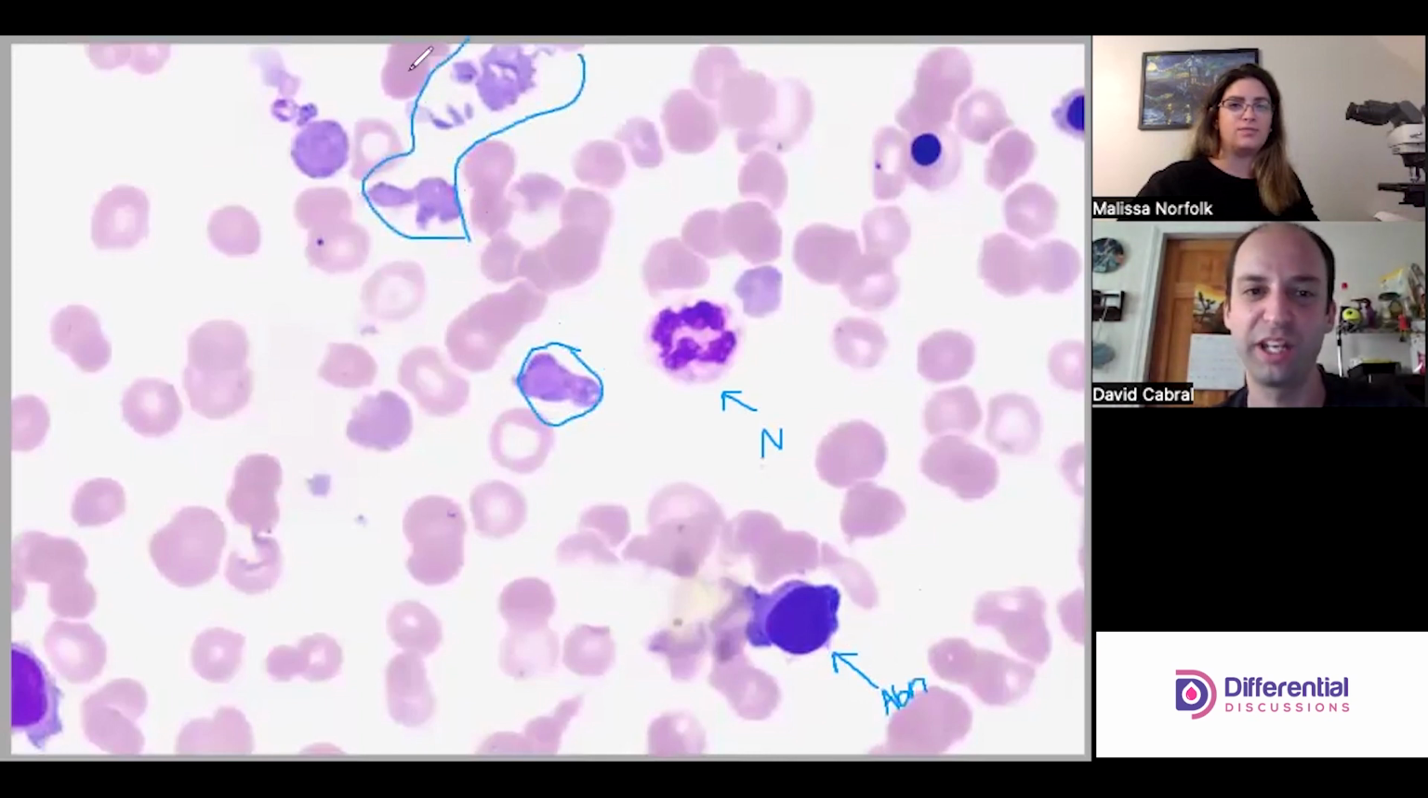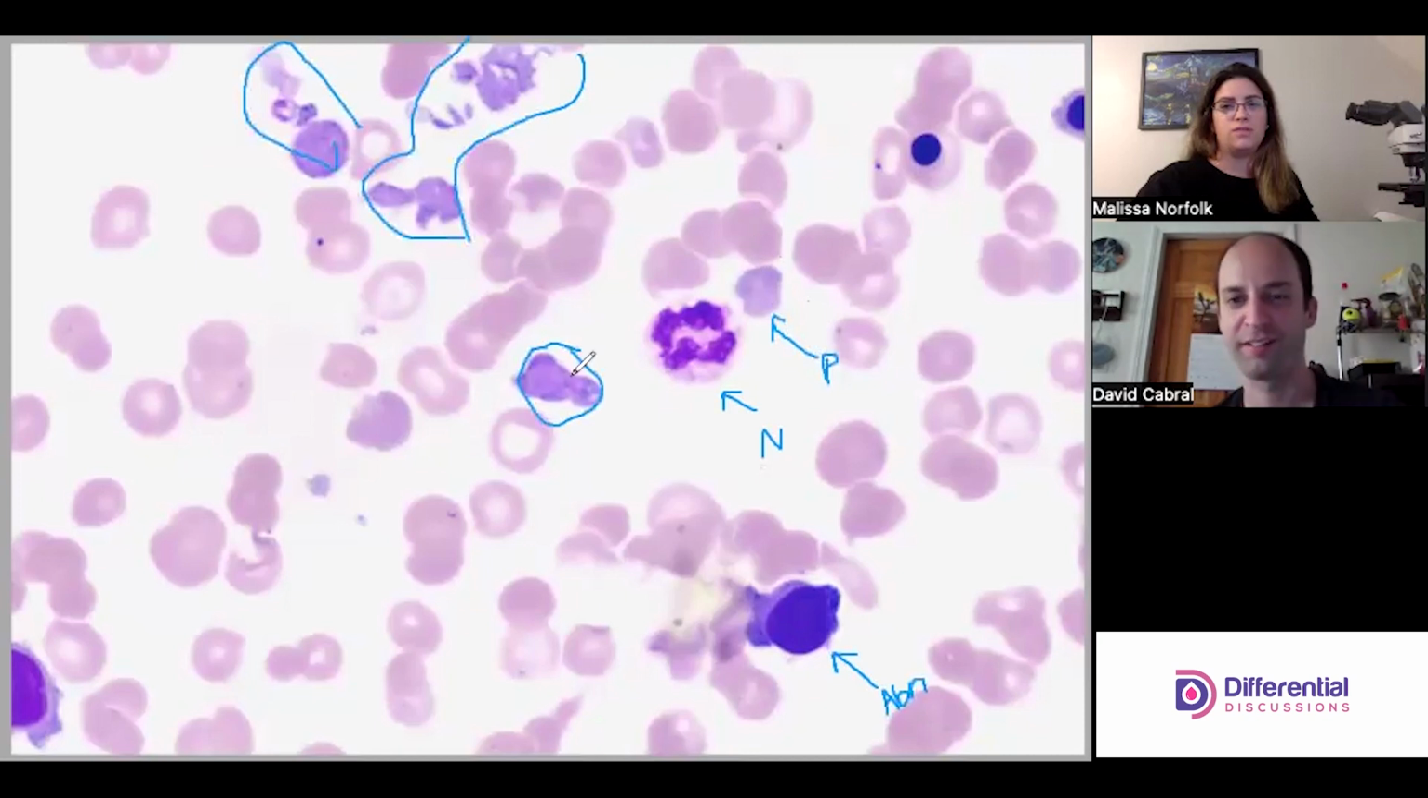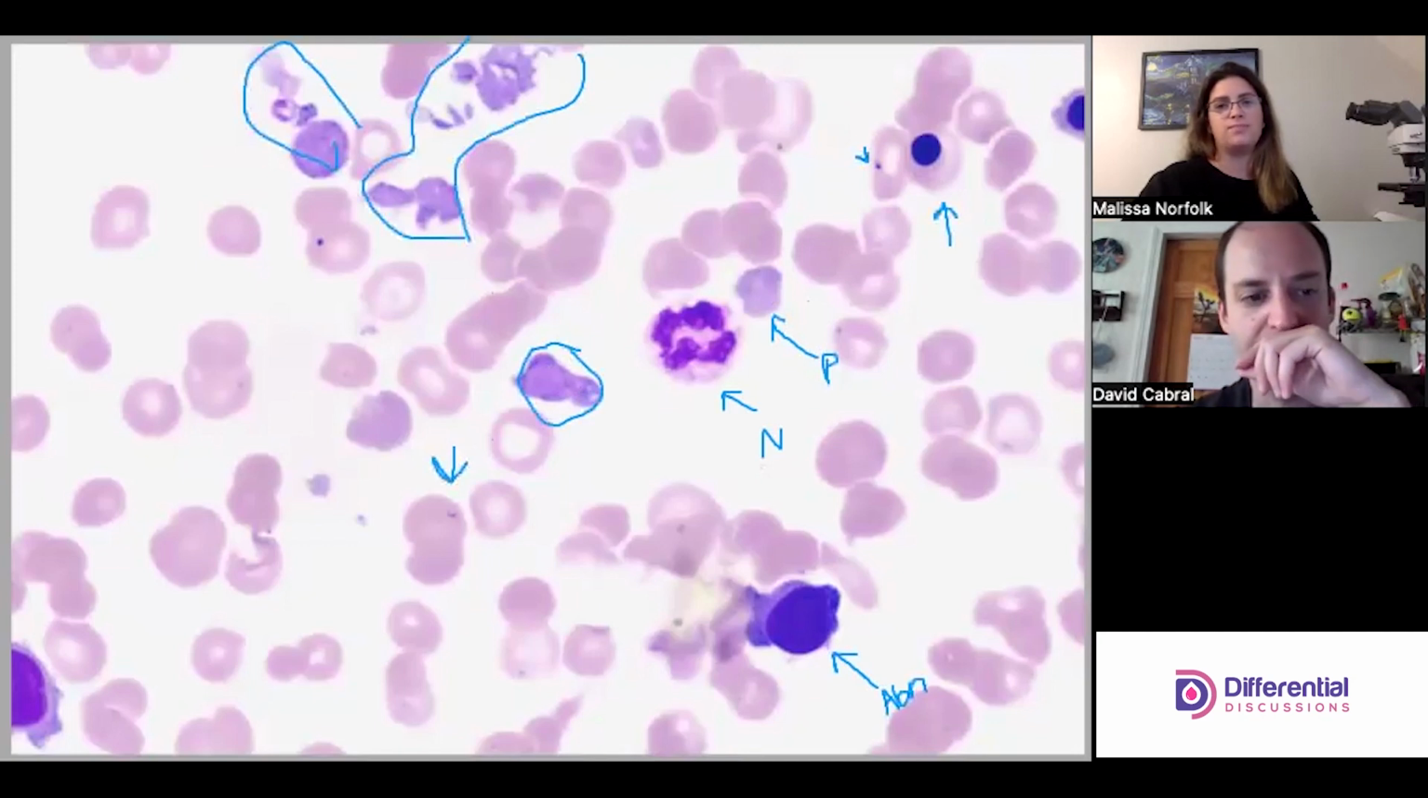We have some polychromatophilia in the reds, nucleated red cells. This is great because this is polychromasia versus platelets. And then an NRBC up here. And you can see we have Howell-Jolly bodies, more inclusions, Pappenheimer bodies. We've got a bunch of inclusions again.